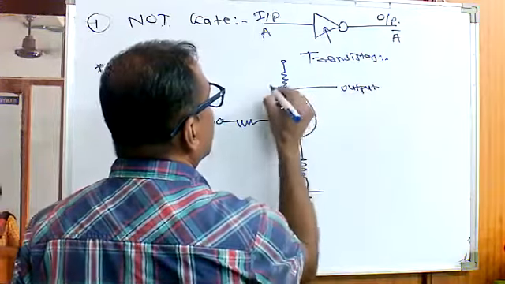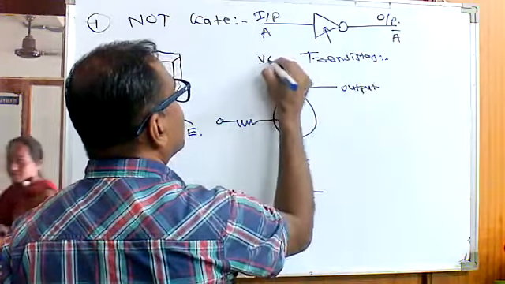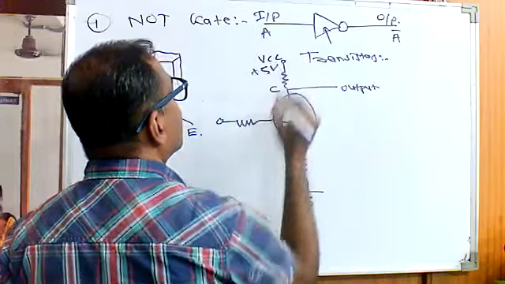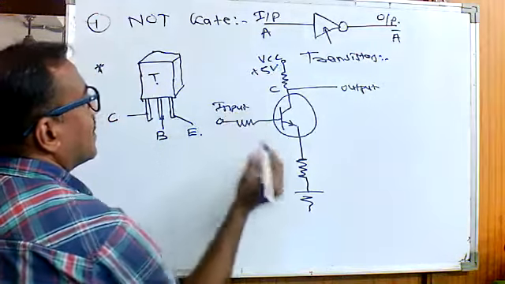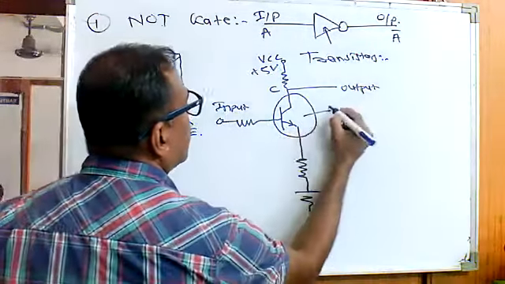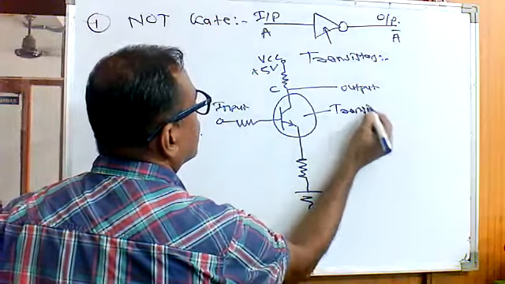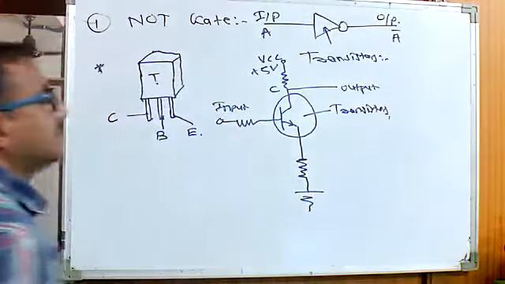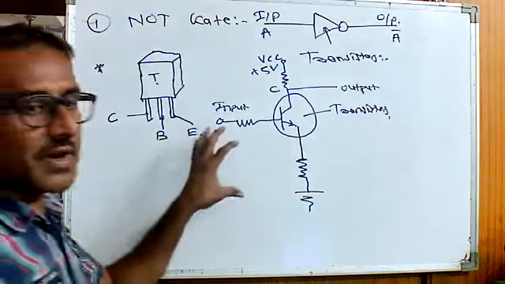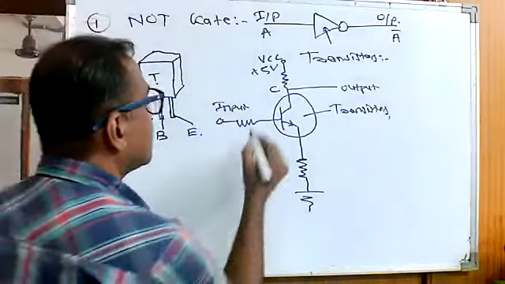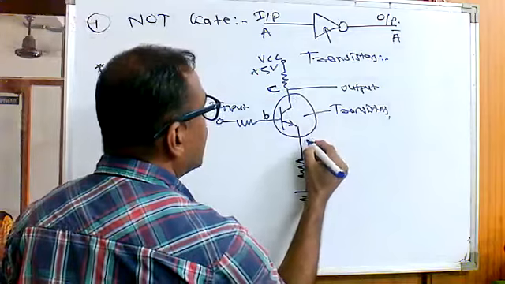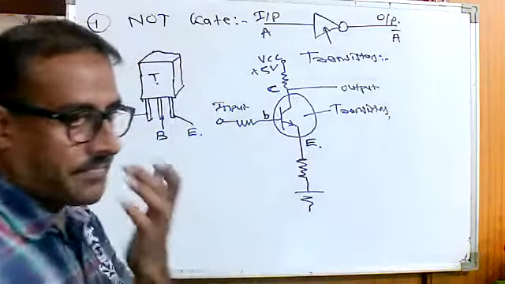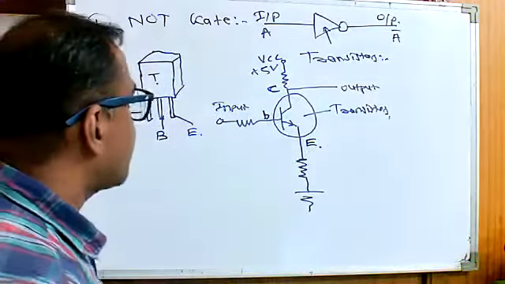Output is at the collector. VCC plus 5 volt is applied. This is the input. This is the transistor, and it works with base bias. This is the base, this is the collector, this is the emitter.